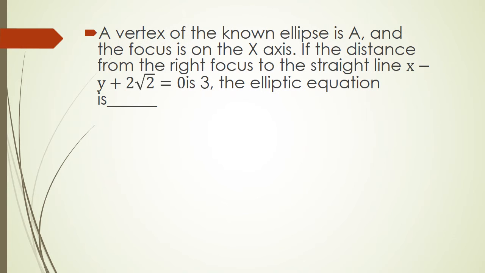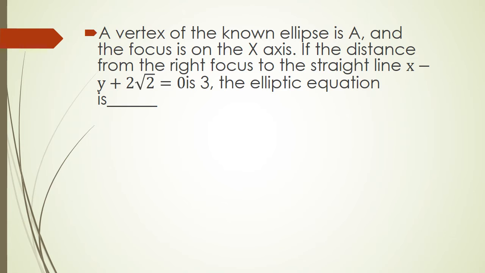Here's the second question. A vertex of the known ellipse is A, and the focus is on the x-axis. If the distance from the right focus to the straight line x minus y plus 2 times the square root of 2 equals 0 is 3.